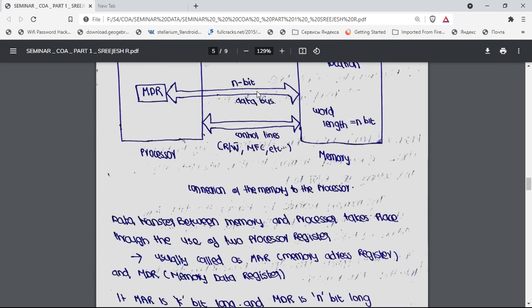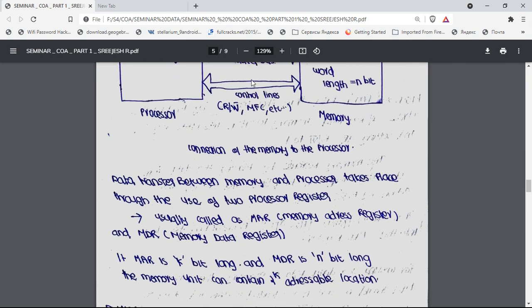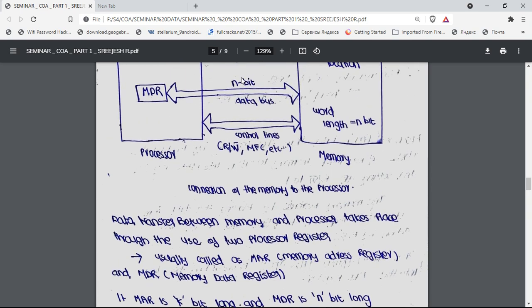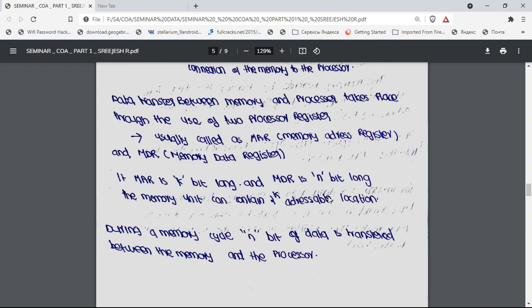If the MDR is N bits, then the word length will be N bits. That is the other thing. So this is regarding the word length. The word length depends on the processor, I mean the data bus; that is a system dependency. So those are the two things. If the MAR is K bits long and MDR is N bits long, K and N are integer variables. Just make sure of that.